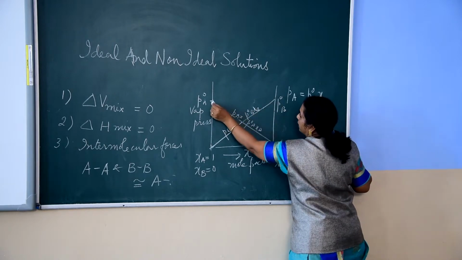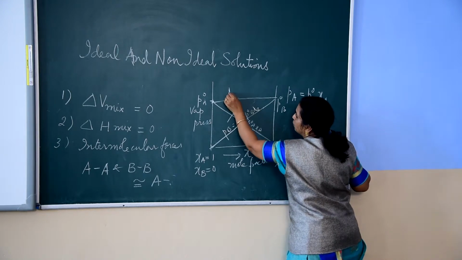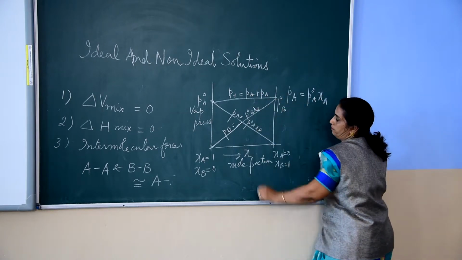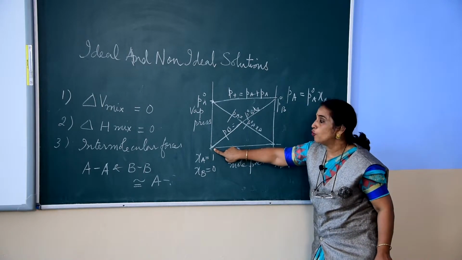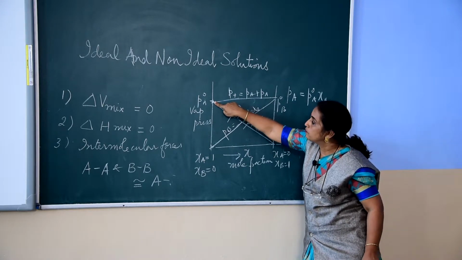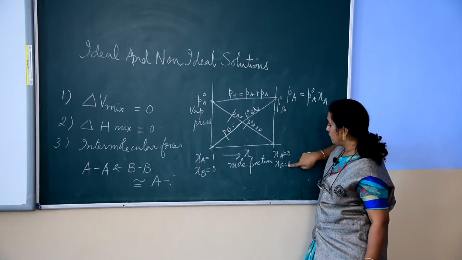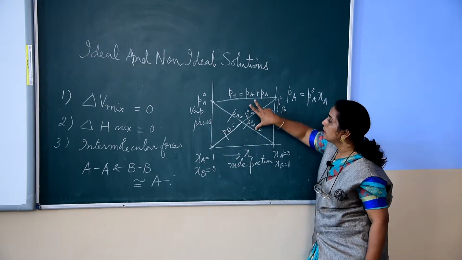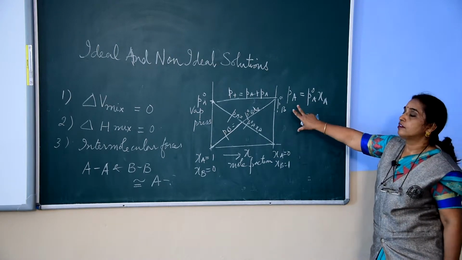The total pressure at any point on the graph, P total, will be equal to PA plus PB. Over here xA is 1, so it is a pure component, and the vapor pressure of the pure component is P naught A. Over here the vapor pressure of the pure component is P naught B because xB is equal to 1. xA is 0 over here, xB is 0 over here. This is an ideal condition for any solution which obeys Raoult's law.